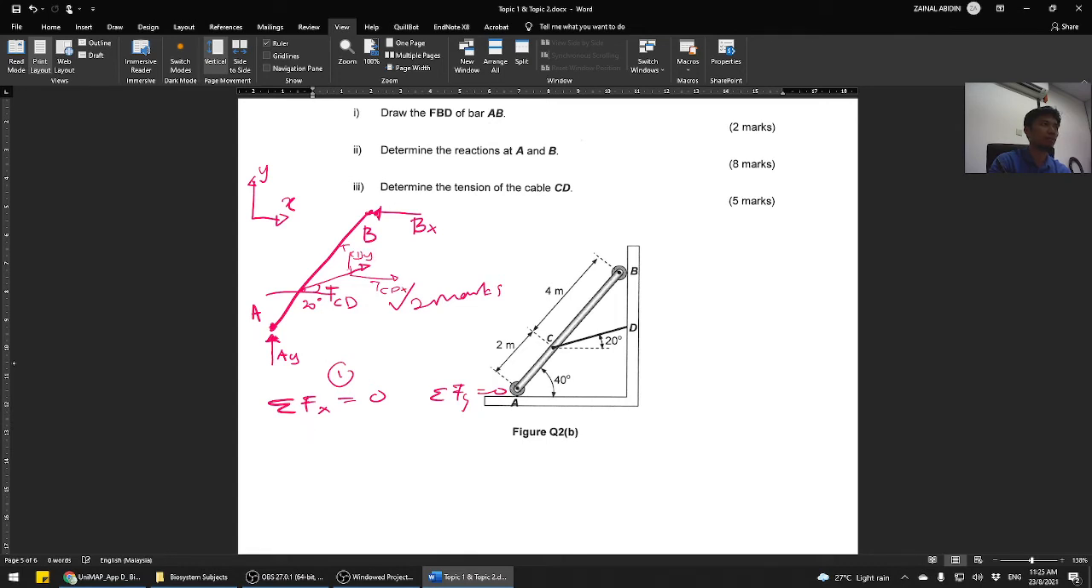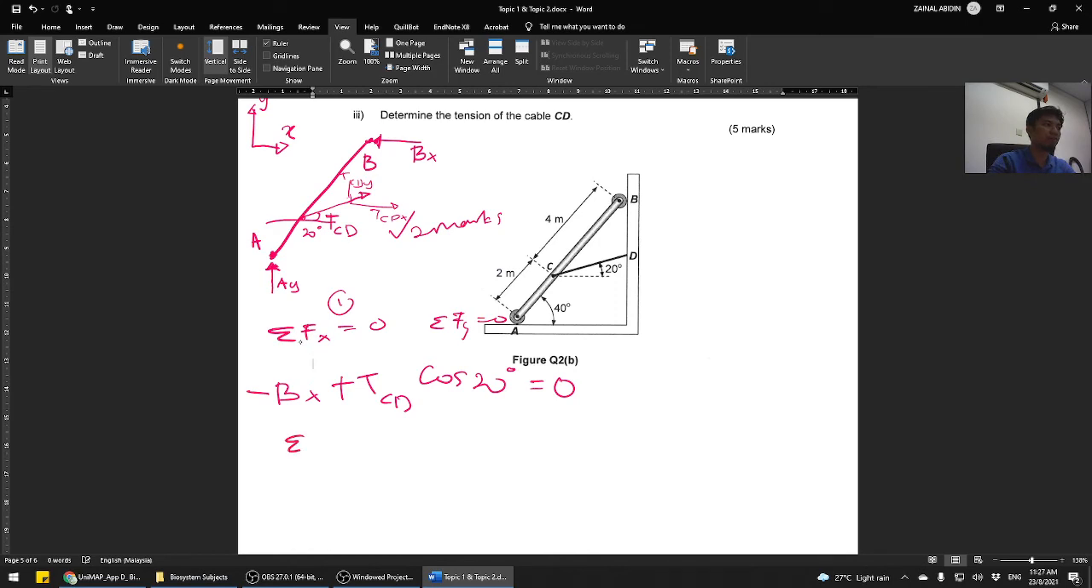If your axis on the right-hand side is positive of X direction, so BX is negative. The direction is negative, so put negative BX. And then what else? Tension CD is plus, because it is in the same direction as your X axis, so tension CD in X direction is cos 20 degrees. Any other reaction in X direction? No. So equate to 0.